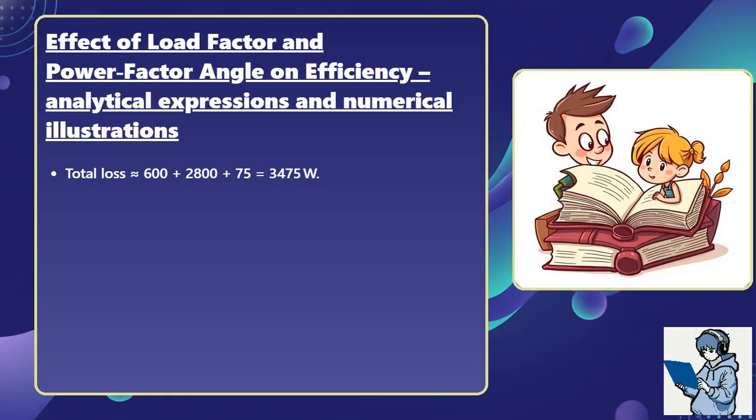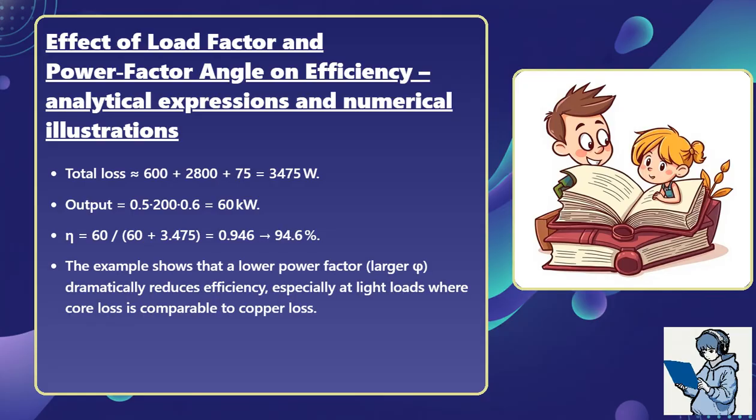Total loss approximately 600 plus 2,800 plus 75, which equals 3,475 watts. Output equals 0.5 times 200 times 0.6, which is 60 kilowatts. Efficiency eta equals 60 divided by 60 plus 3.475 equals 0.946, or 94.6%. The example shows that a lower power factor, meaning a larger phi, dramatically reduces efficiency, especially at light loads where core loss is comparable to copper loss.